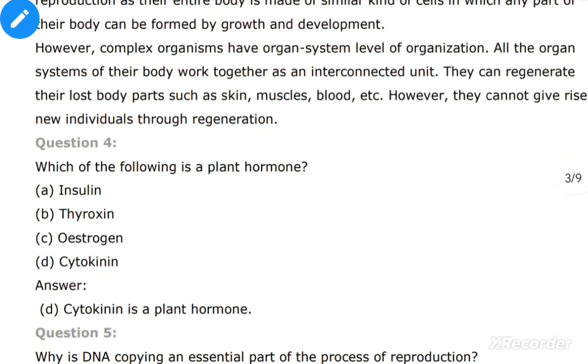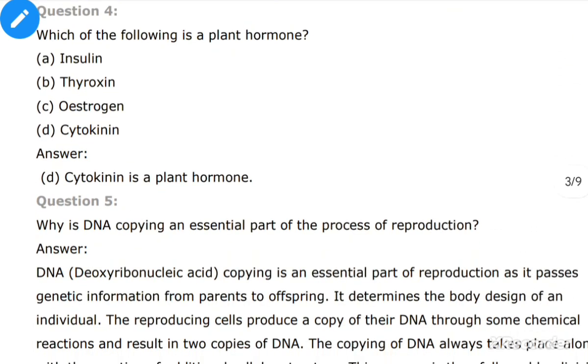Question number 4. Which of the following is a plant hormone? Insulin, thyroxine, estrogen and cytokinin. Answer: cytokinin is the plant hormone.